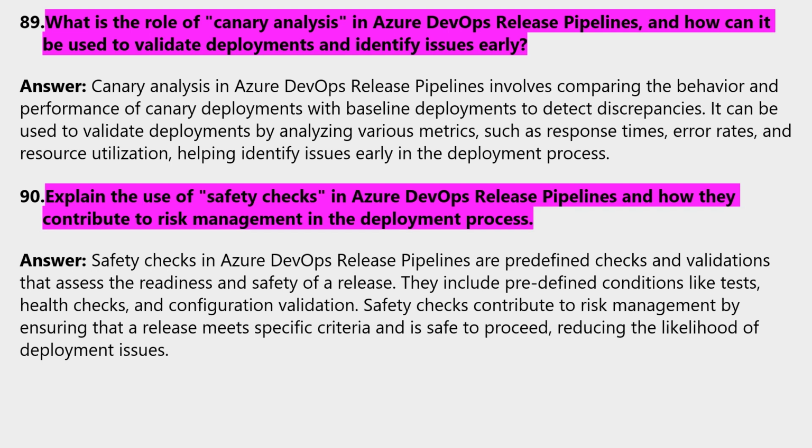Explain the use of safety checks in Azure DevOps release pipelines and how they contribute to risk management in the deployment process. Answer: safety checks in Azure DevOps release pipelines are predefined checks and validations that assess the readiness and safety of a release. They include predefined conditions like tests, health checks, and configuration validation. Safety checks contribute to risk management by ensuring that a release meets specific criteria and is safe to proceed, reducing the likelihood of deployment issues.